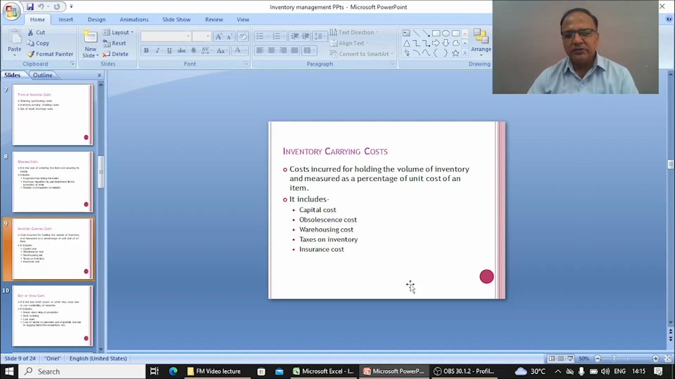Next is obsolescence cost. Obsolescence means sometimes when you purchase the raw material or finished goods, then after a certain time it becomes obsolete. Because of this, we have to face a reduction in the value of the raw material. So this cost is considered as obsolescence cost.